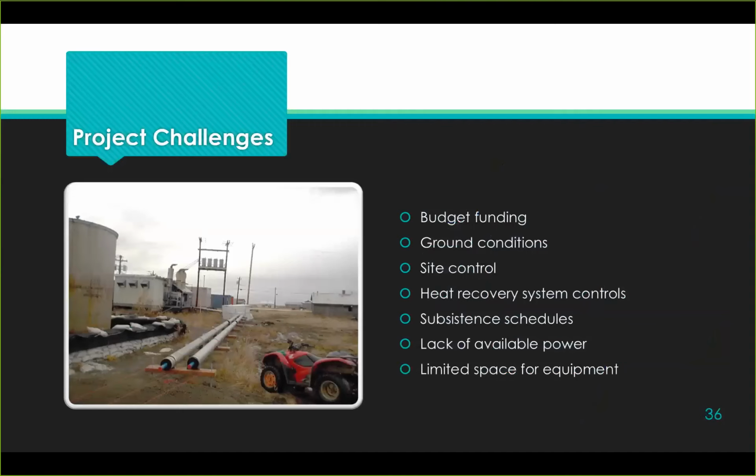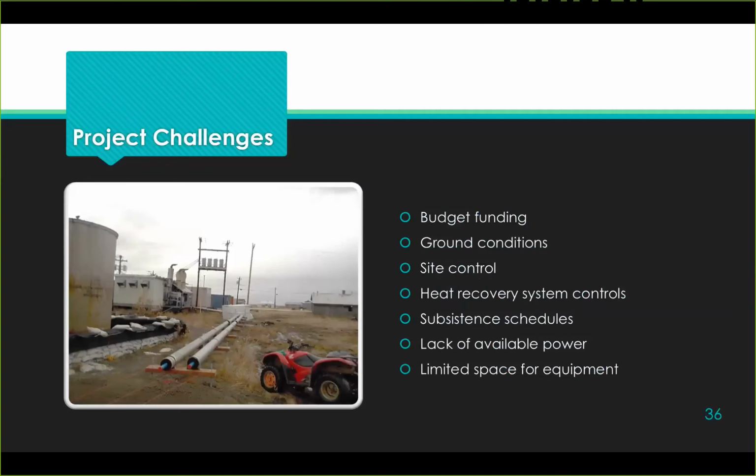The heat recovery system controls. They wanted them simple. They wanted them effective. We still had to do monitoring. So that was a challenge. Subsistence schedules. This community is a subsistence community. So we had to work around hunting season, fishing season. All of those subsistence type schedules impacted our labor for construction.